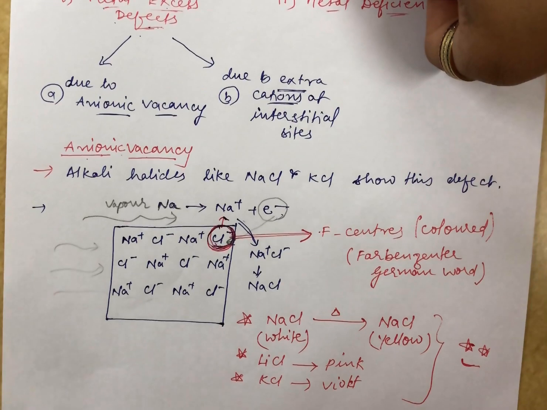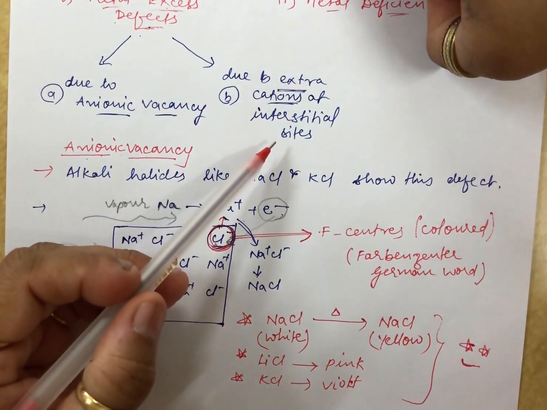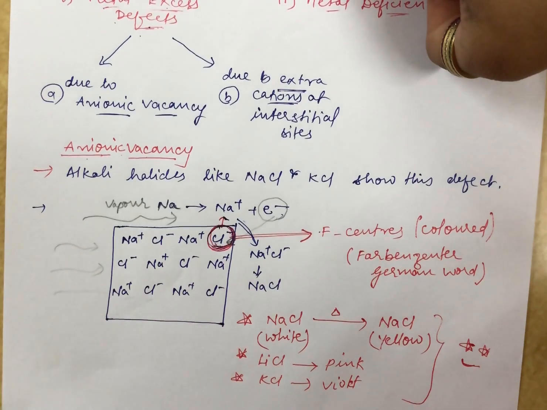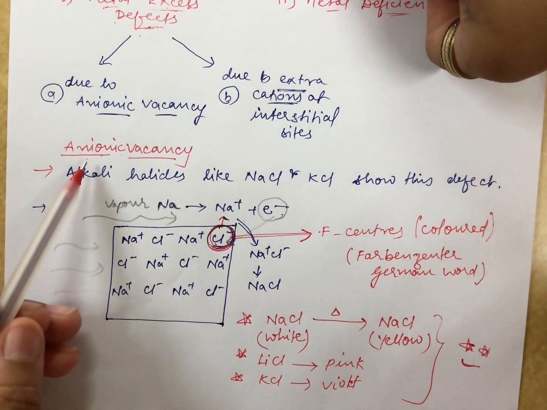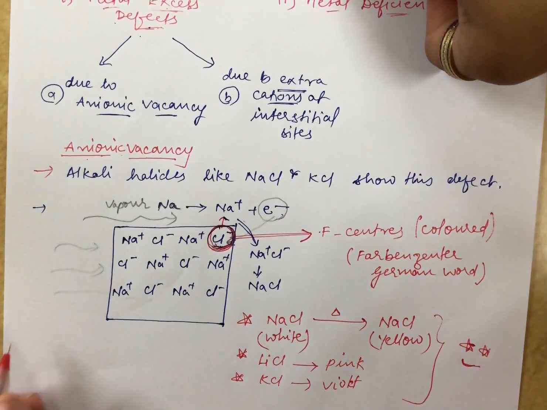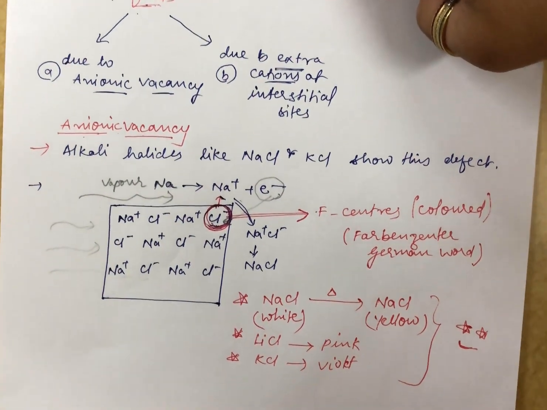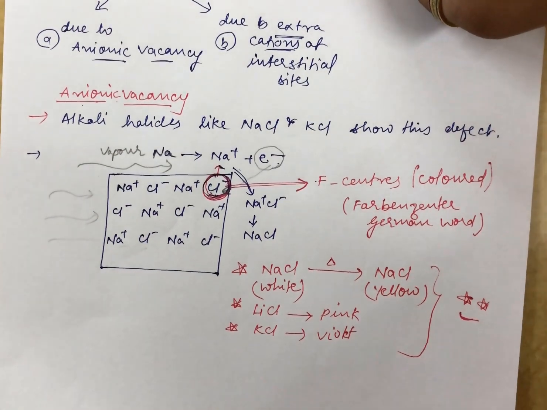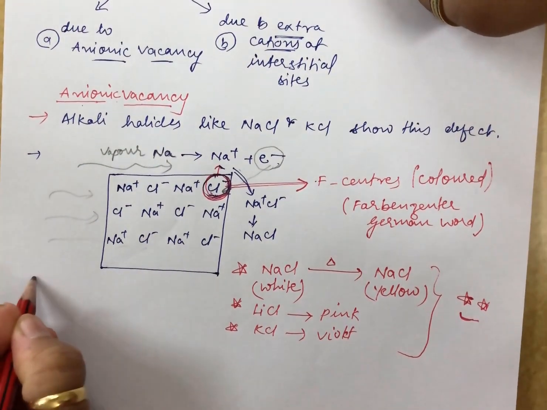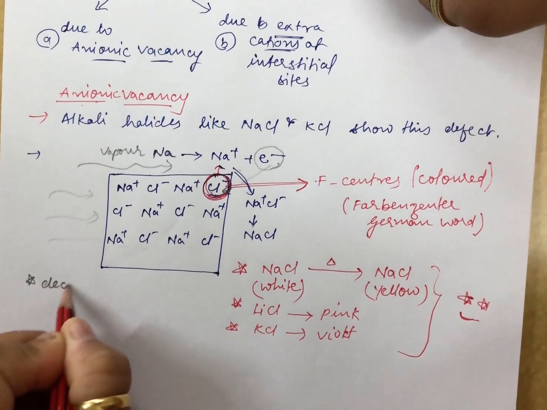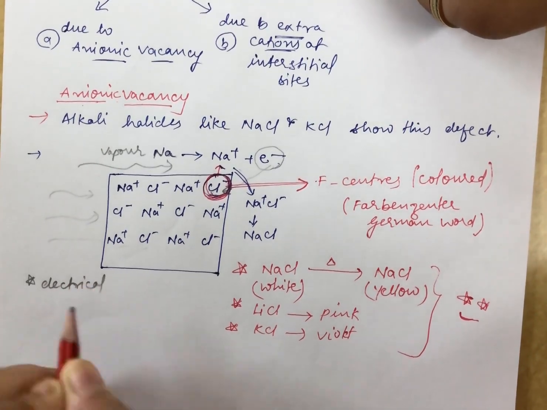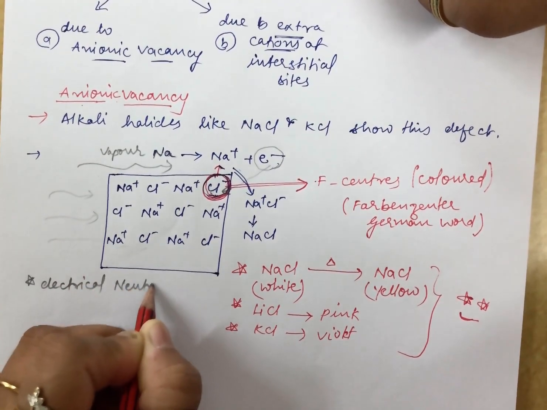I hope you have understood this part of anion vacancy. Now let us discuss the second one. Students, just a minute. I wish to convey one important point here which I missed in anionic vacancy. In anionic vacancy, you need to keep in mind a very important point, and that is about electrical neutrality. Electrical neutrality will always be maintained.